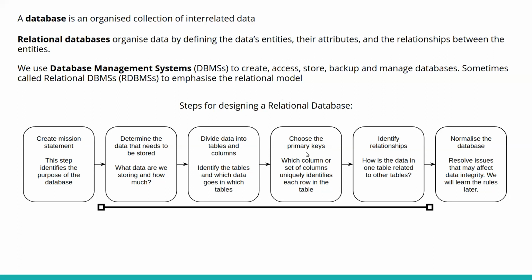We have to choose what's called a primary key. The primary key is the column that uniquely identifies each row. Again, it'll make more sense, but I can give you a simple example. Let's say we had a database that was storing all of the South African citizens. Okay, so every South African citizen.